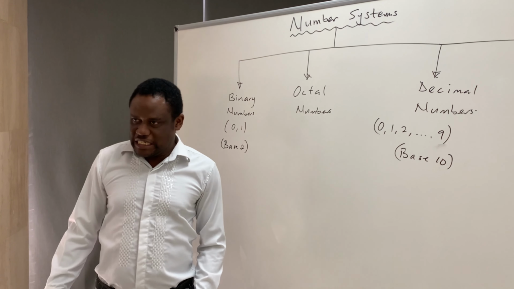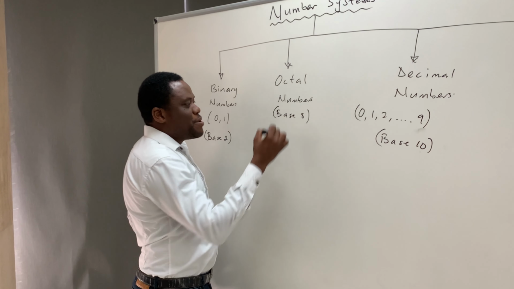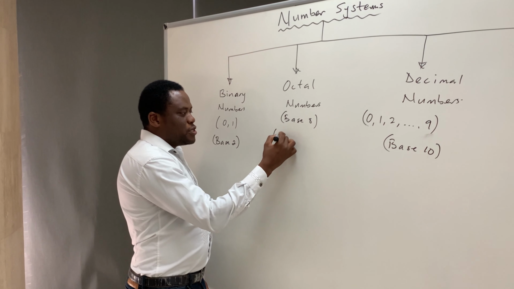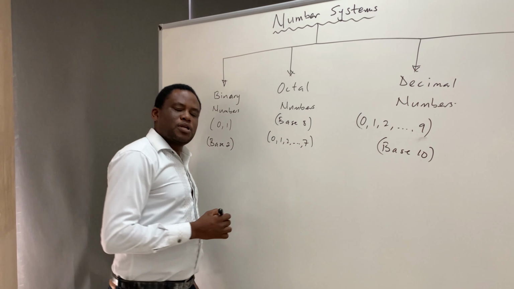Octal means 8. Base 8 consists of 0, 1, 2, up to 7.